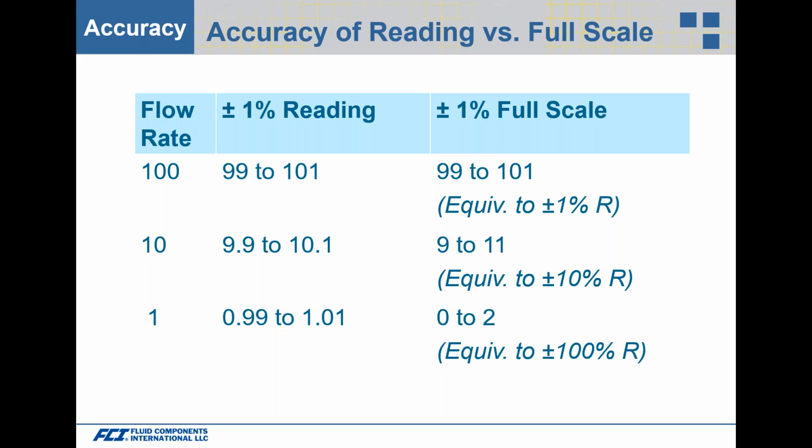Therefore, my allowed error band is 9 to 11 normal cubic meters per hour. And if I look at 1, we're looking at 0.99 to 1.01 with the plus or minus 1% of reading. But with the plus or minus 1% of full scale, it can be anywhere from 0 to 2. So that full scale error has really affected that low flow allowable error.